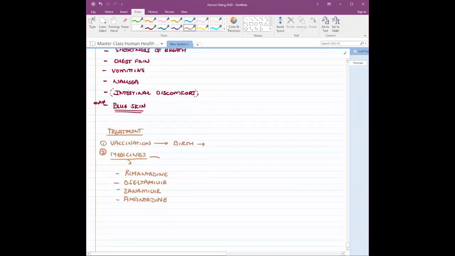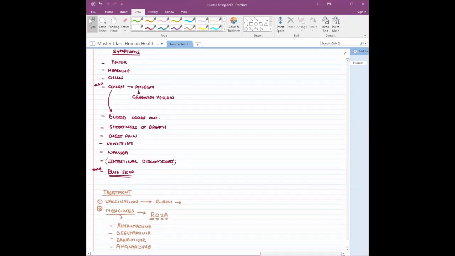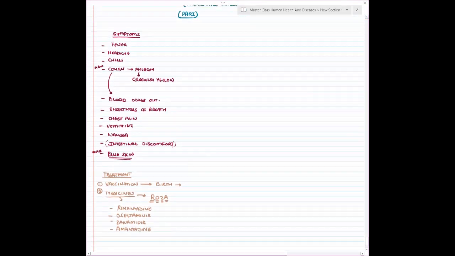How are you going to remember drugs for pneumonia? Rosa: rimantadine, oseltamivir, zanamivir, and amantadine. Just keep this in mind, guys. This will help you to recollect them. And as I said, guys, you are going to see this more in your CET. They will ask you different kinds of drugs. So guys, just have a look, just see if everybody is okay with pneumonia.